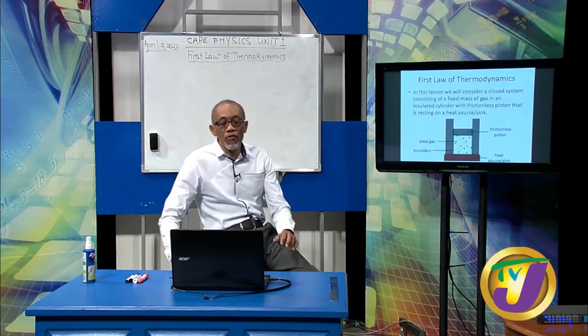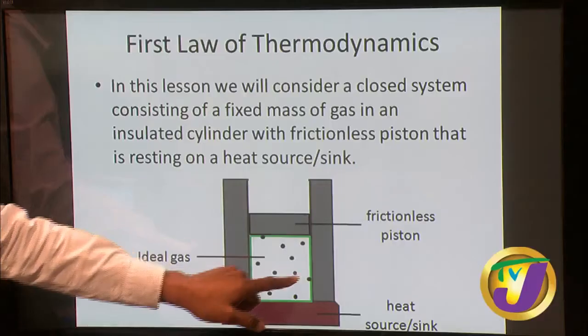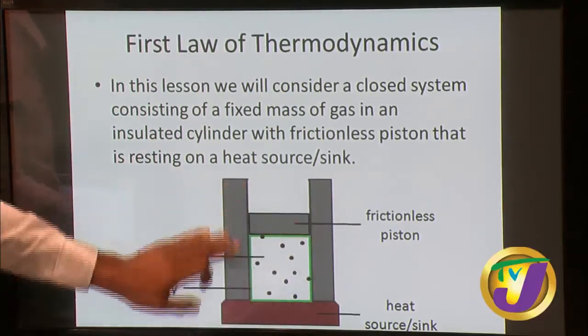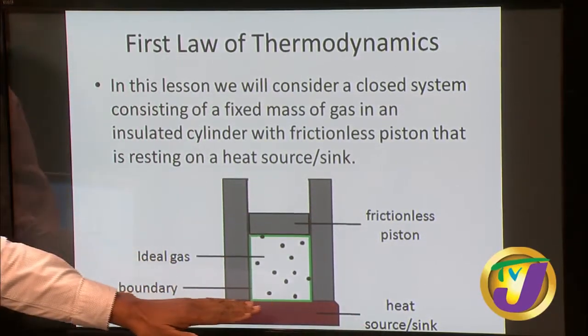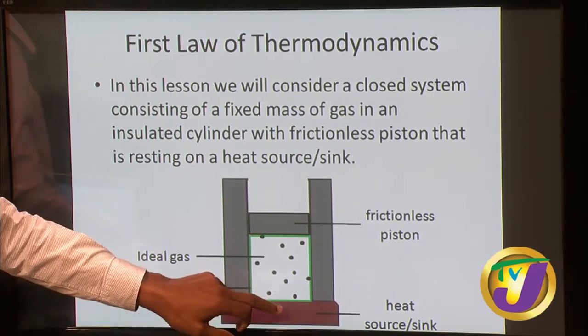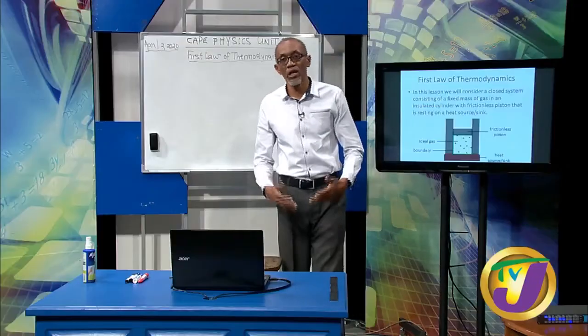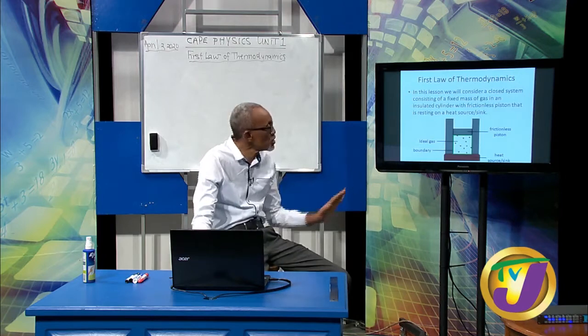All right, so we'll go to the first law of thermodynamics. In this lesson, we will consider a closed system consisting of a fixed mass of gas in an insulated cylinder. So we have an ideal gas inside of this here. If you notice, the boundary is in green. This is like a cylinder. These are insulated, and this is a piston. And here we have what you call a heat source or a heat sink. Heat can either come from the source into the system or from the system into the source. It's like putting a cylinder on a hot plate. Okay, so that is what we will consider.